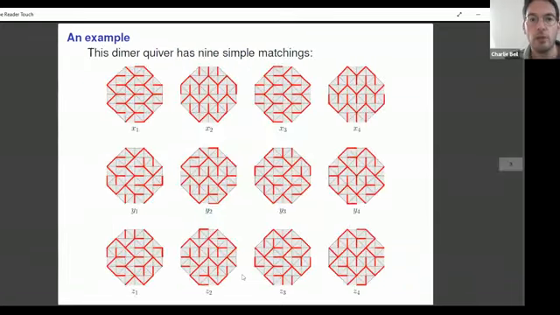And there are 9 simple matchings. So you can work out what all of the simple matchings are, and in this case, these are the 9 simple matchings. We'll come back to this example again tomorrow, but this is just to show concretely what the simple matchings look like. And I've labeled them with variables, so there's x1 through x4, y1 through y4, and z1 through z4, for a reason that will become clear in a little bit.